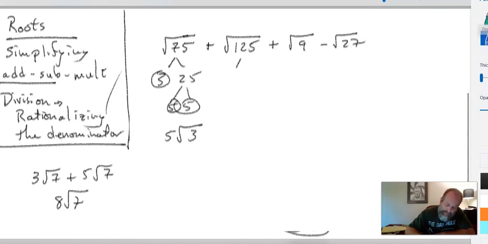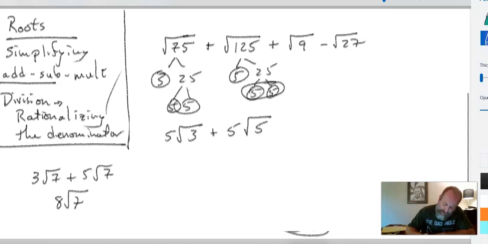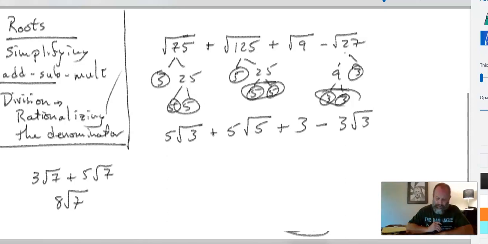Right? And then 125 is 5 times 25. 5's prime. 25 is still 5 times 5. And so I have a pair of 5's and 1 left over. So this is now 5 for this pair of 5's times the square root of 5 for that 5. Square root of 9 is just 3, just a number. And square root of 27 is 3 times 3 times 3, so the last term, which is minus, is 3 times the square root of 3.